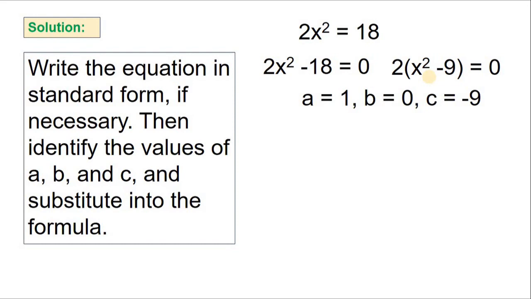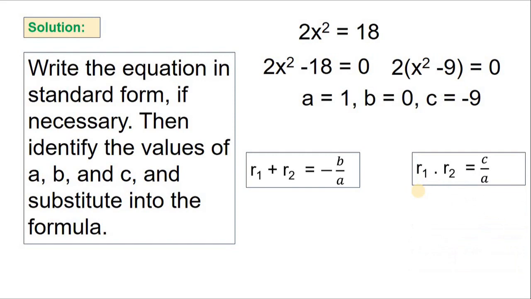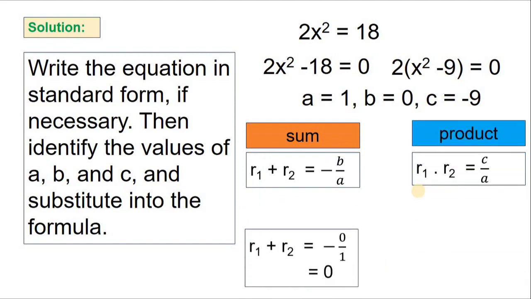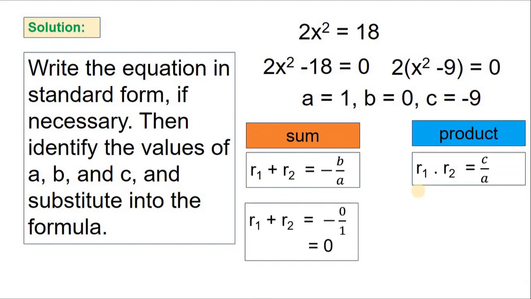So, let's solve. So, formula again to find the sum. We have negative B over A. So, ang B natin is 0. Our A is 1. Okay? Then, sa sum or sa product, we have C over A. So, 0 over 1 is equal to 0 para sa ating sum.